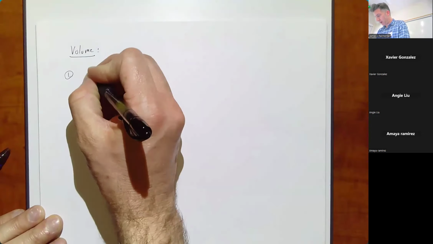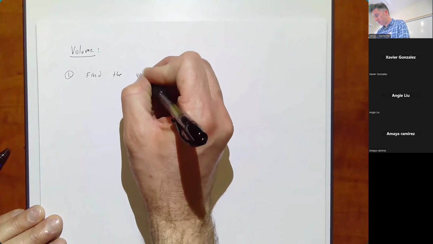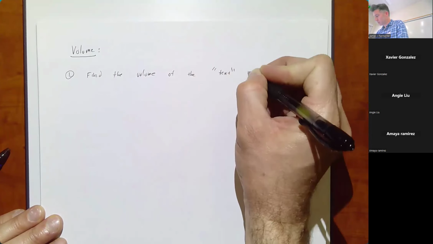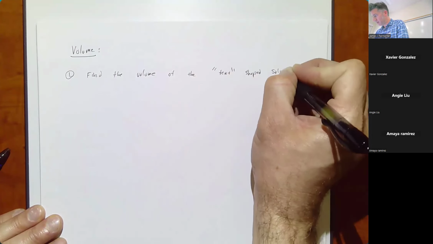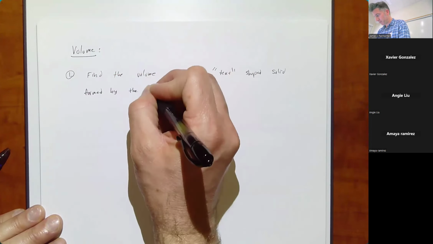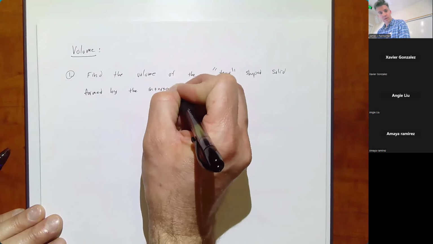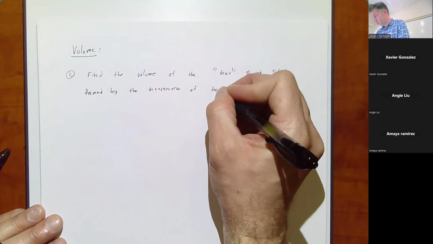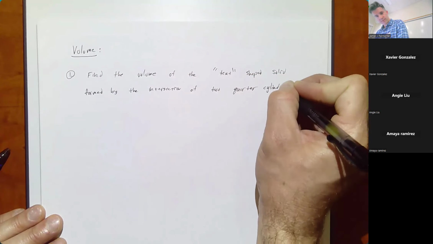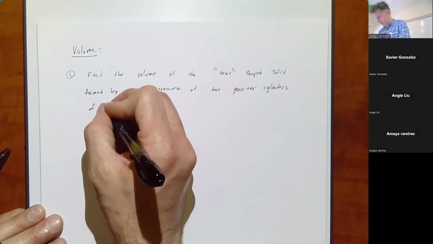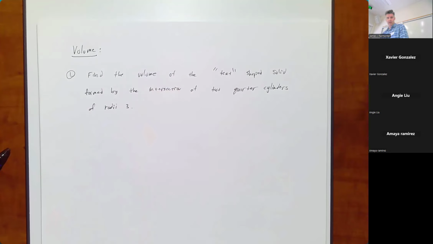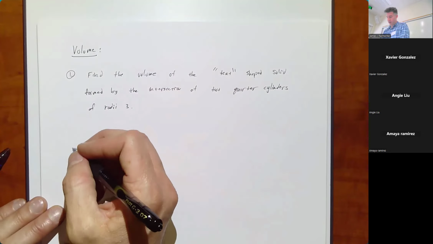So we want to find the volume of the quote unquote tent shaped solid formed by the intersection of two quarter cylinders of radii 3. And I will draw it. So here's what I mean by this. We'll see how good I can draw this here.